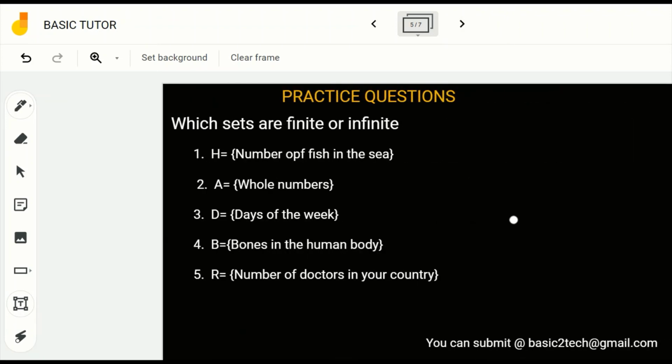So here is a practice question, just 5 questions. Which sets are finite or infinite? So please work out this question on your papers or in your book and take a picture and send it to this email address, and I will respond to you as soon as possible.